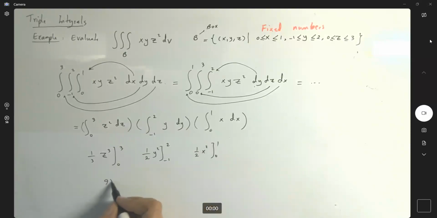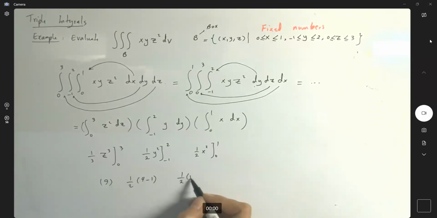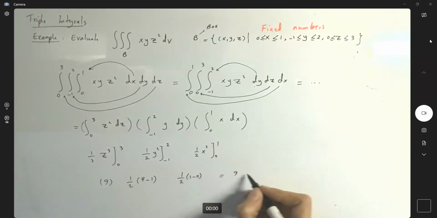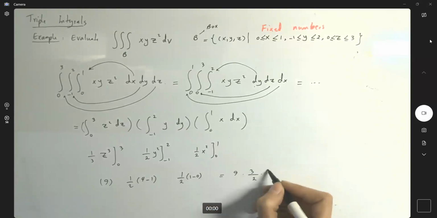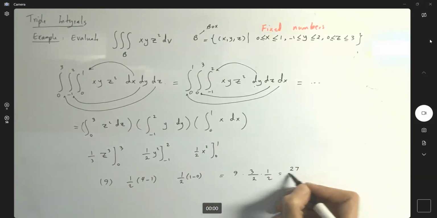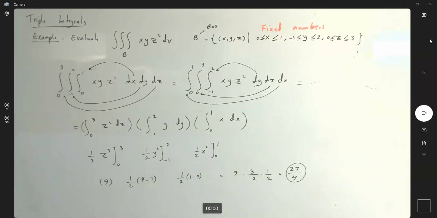So here we have a 9, and here we have a half times (4 minus 1), and here we have a half times (1 minus 0). So here you have 9 times 3 halves times a half, and 27 over 4 is the result.